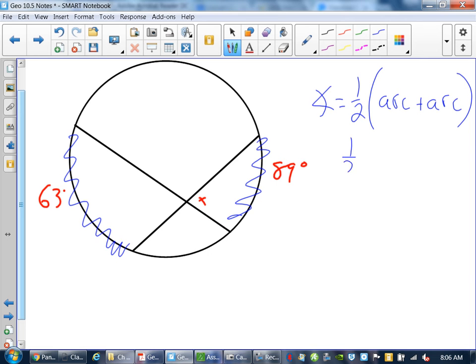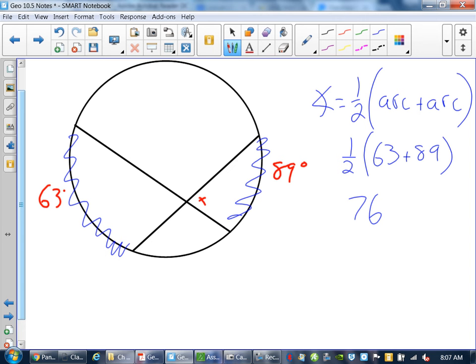So what is half of 63 and 89? 76. 63 plus 89 equals, divide by 2 equals, 63 plus 89, press enter. What your calculator did was half of 63 and added 89 to it.